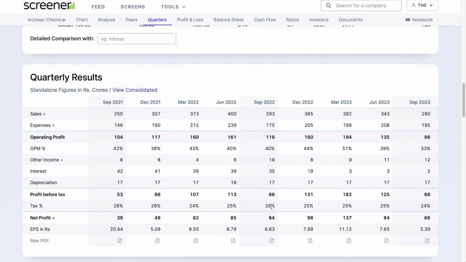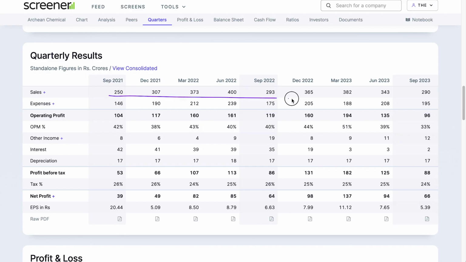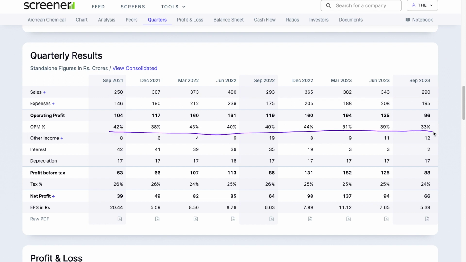If I look at the quarterly results and the OPMs around it, significantly good sales. I think the numbers are very consistent. If you look at the operating profit margin, very consistently well in the range of 30 to 40, which is a very healthy OPM in the chemical industry. Profit before tax has been deviating. That's because obviously these are quarterly earnings.